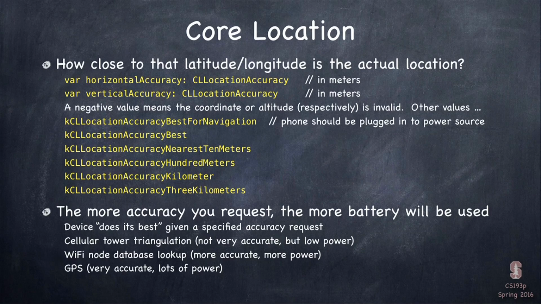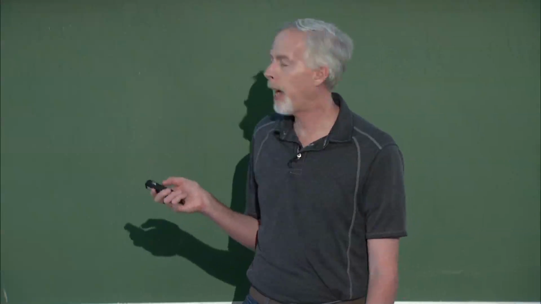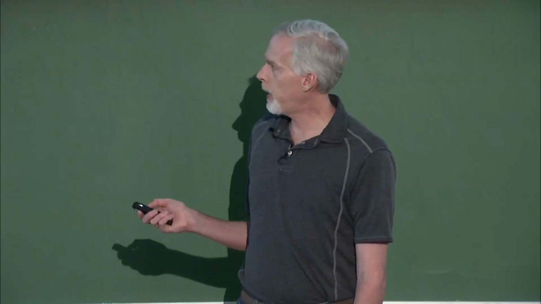Now, how does the system get these different accuracy locations? Well, there are 3 different ways, at least for now, that the system can get a location. And you don't know which one it's using. All you get to do is specify the accuracy you want, and it'll get the location as best it can and tell you what accuracy it got. But the 3 ways it knows how to do it are GPS, which is very accurate and uses a lot of power. Then there's Wi-Fi nodes.